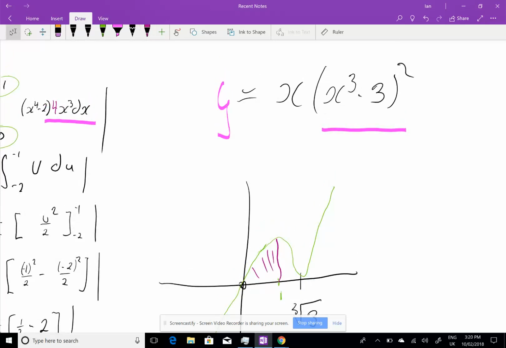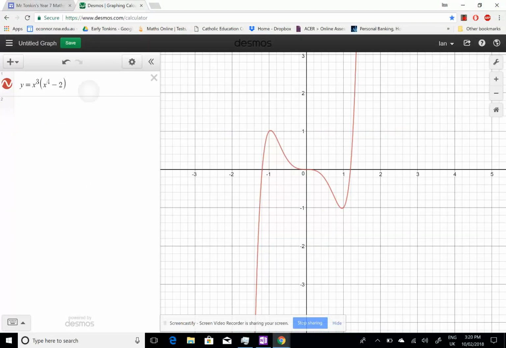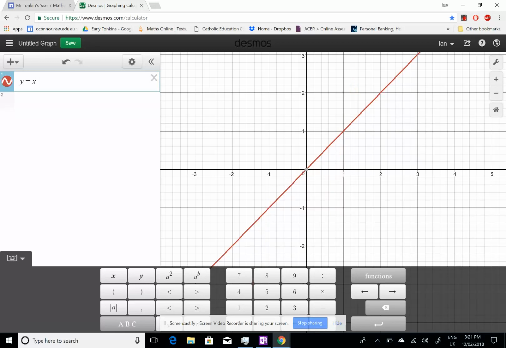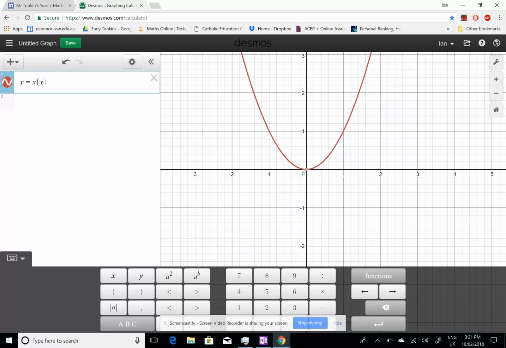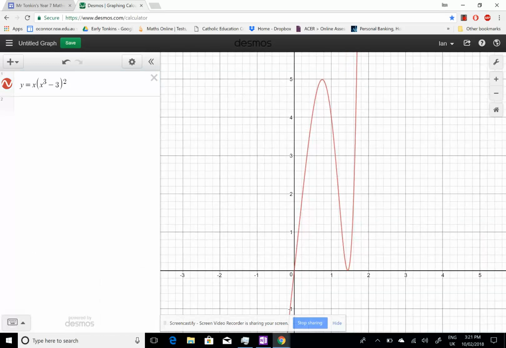All right, let's have a look at Desmos to see how close we were. X to the power of 3 minus 3, to the power of 2. And there we go. There, it looks like that. So the better you get at curve sketching, the better you tend to get. So look at that, we got this positive area to rotate.